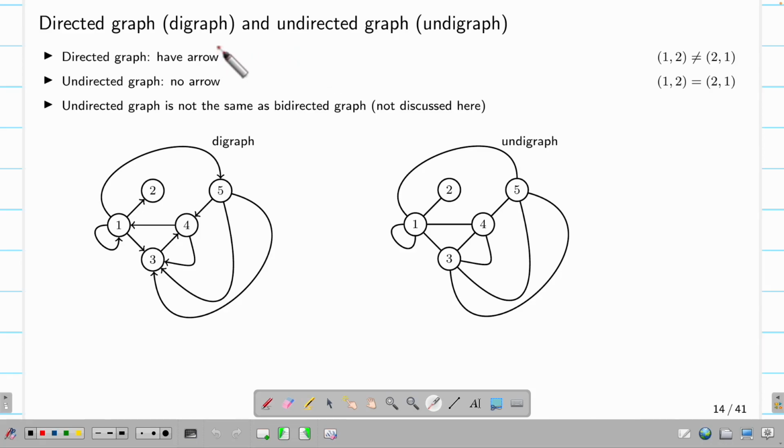In graph theory, there are two types of graph. The first is directed graph, and we write digraph. And then also undirected graph, and similarly, we don't spell the whole thing. We just say undigraph.